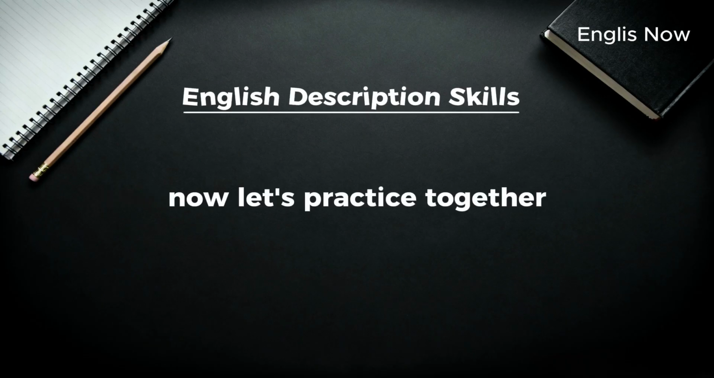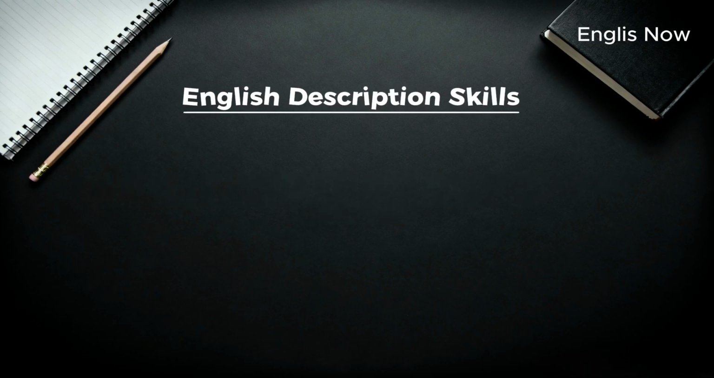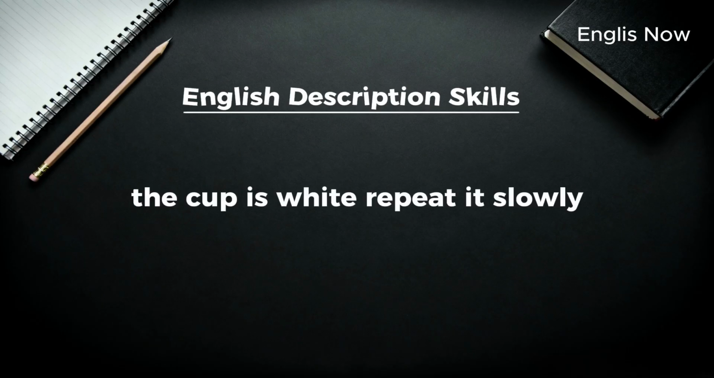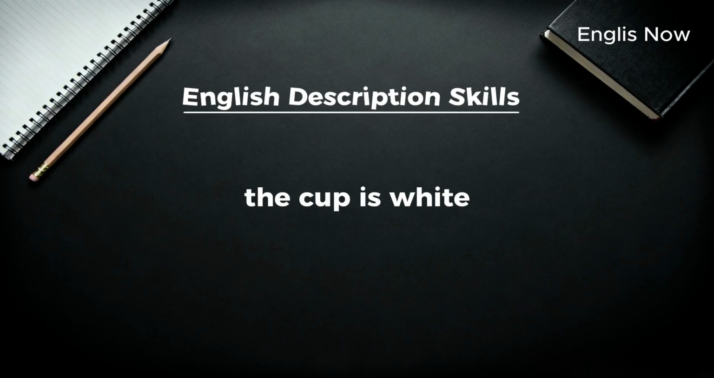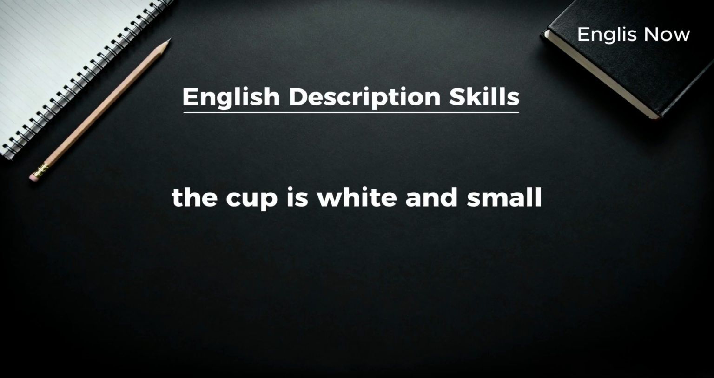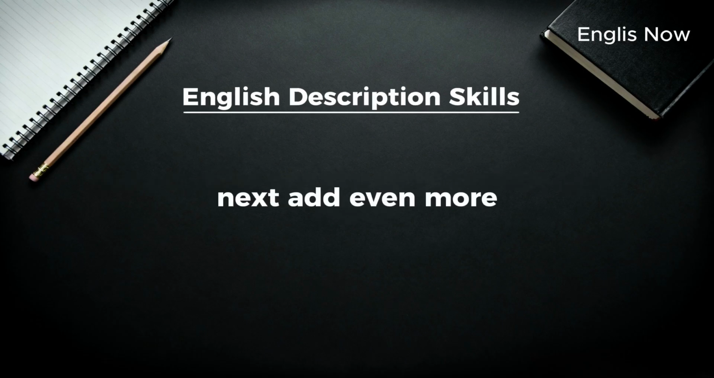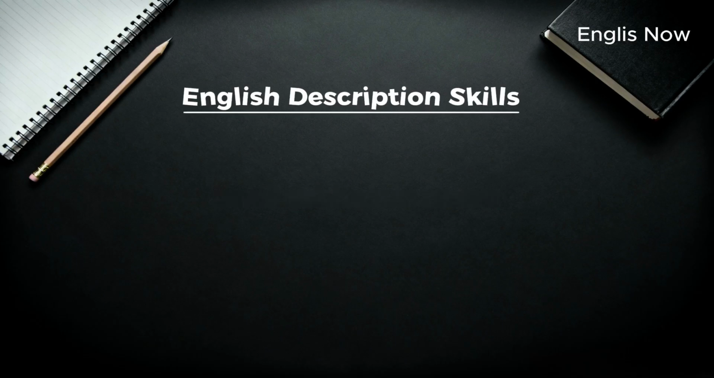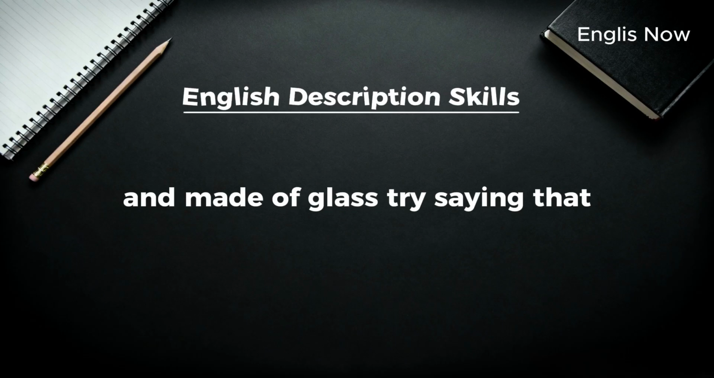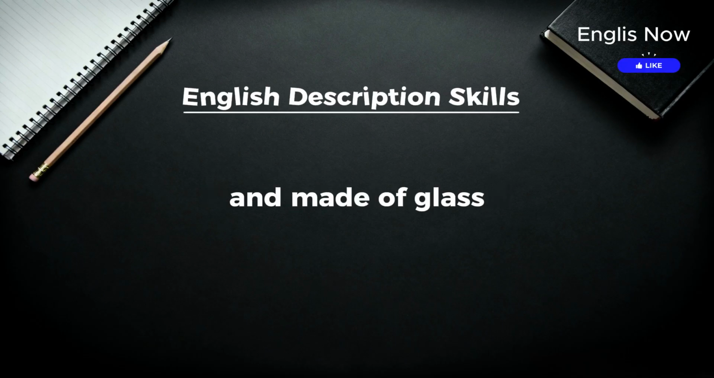Now let's practice together. I will say a sentence and you can repeat after me. The cup is white. Repeat it slowly. Now let's add more details. The cup is white and small. Repeat after me. Next, add even more. The cup is white, small, and made of glass. Try saying that.